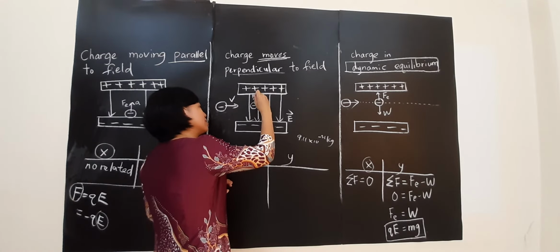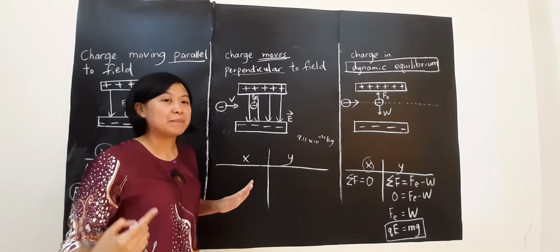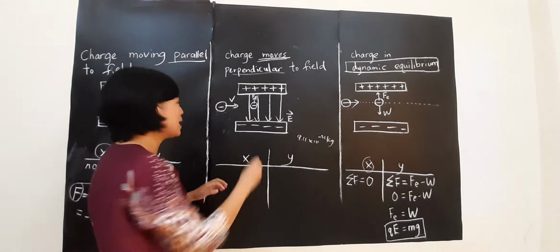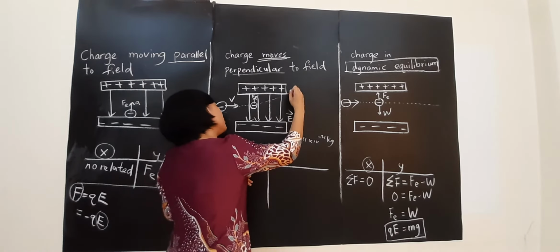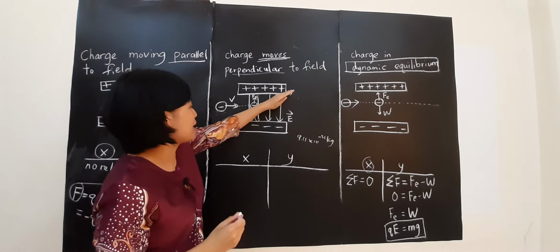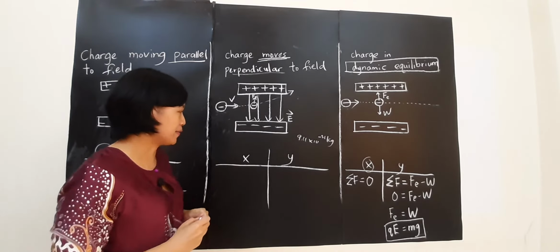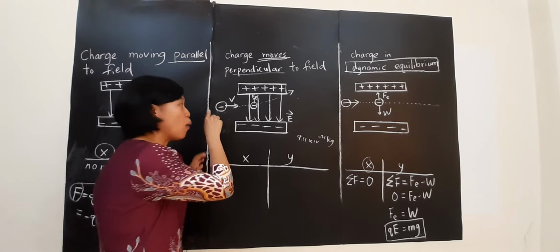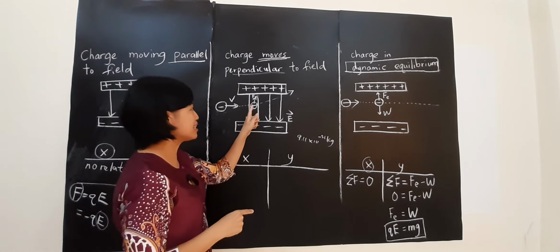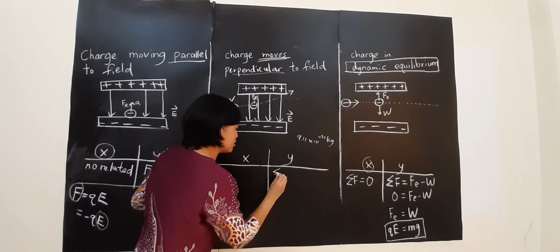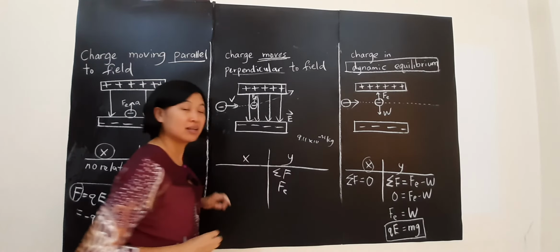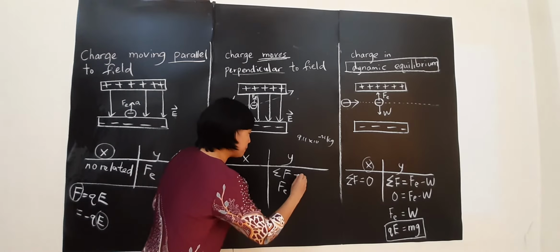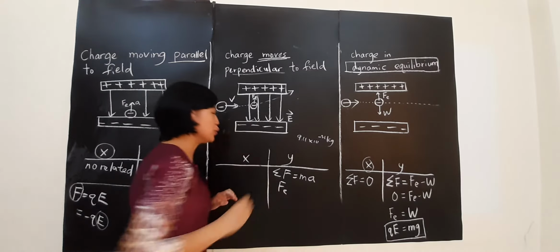Fe is upward. And since there is no weight, if Fe is upward, it means the acceleration is also upward. So if a is upward, your negative charge will deflect towards the positive plate. Alright, in this case, for the y component, the only force acting on the electron is Fe only. So since only the electric force acts on the charge, it obeys Newton's second law.